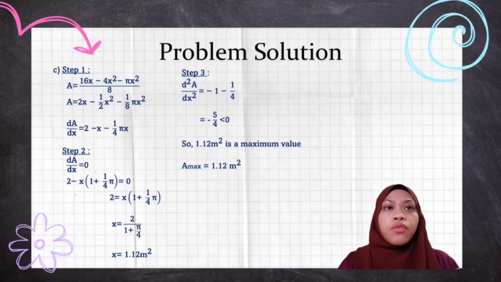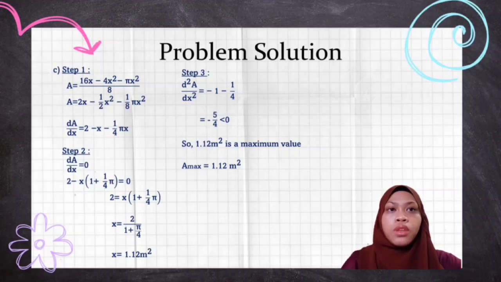Step 1. We simplify the function that we got from question B. Then we're going to have A equal to 2x minus 1 half x squared minus 1 over 8 pi x squared. Then differentiate the function. Then we got dA over dx is equal to 2 minus x minus 1 quarter pi x. For the second step, let the derivative of the function equal to 0. Before that, we simplify the function by factorizing the negative x minus 1 quarter pi x. So there will be 2 minus x in the bracket 1 plus 1 quarter pi equal to 0.